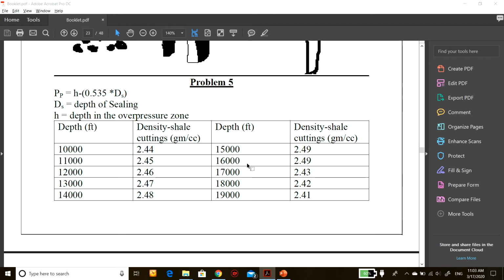Now, to go to problem number 5, we have the rule to get the pore pressure. This method is called the Griffin and Bullard method. The pore pressure equals H minus 0.535 times ds, where ds is the depth of sealing that confines the fluid inside the overpressure zone, and H is the depth of the overpressure zone. By applying this rule, we can find that the output will be like that.